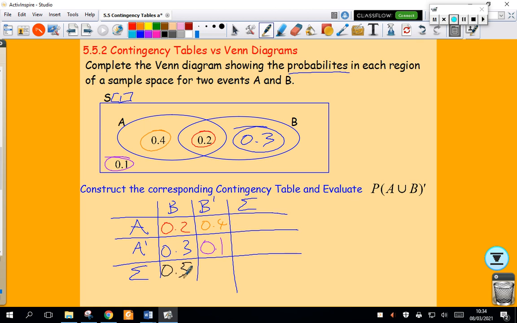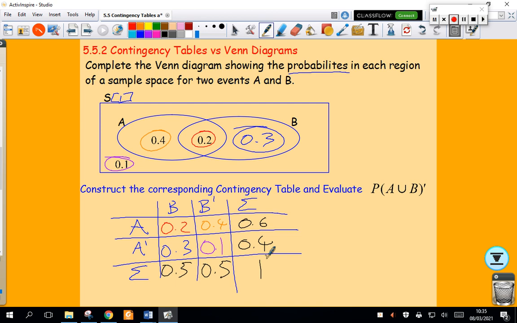And now I'm ready to add everything up. 0.2, 0.3, 0.5, 0.4, 0.1, also 0.5. Notice everything has to add up to 1. 0.2 plus 0.4 is 0.6. 0.3 plus 0.1, 0.4. That's my contingency table. Notice strong links between that and my Venn diagram.